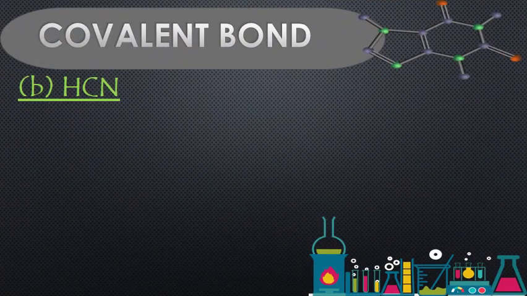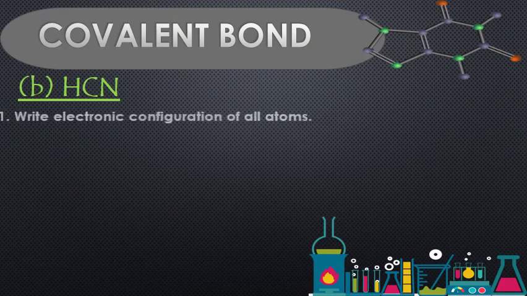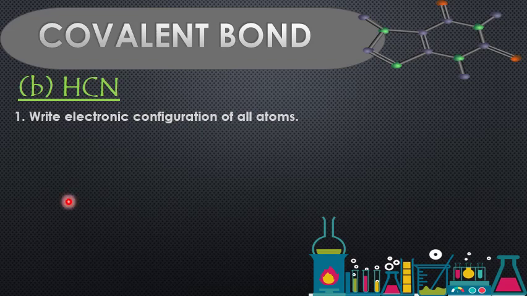So let's move with our next example, that is HCN. Hydrogen cyanide is its name, and it is used as an insecticide. Already we have seen its information statement, that you also have to learn for your knowledge and for your objective. Now you will see what we have to do.